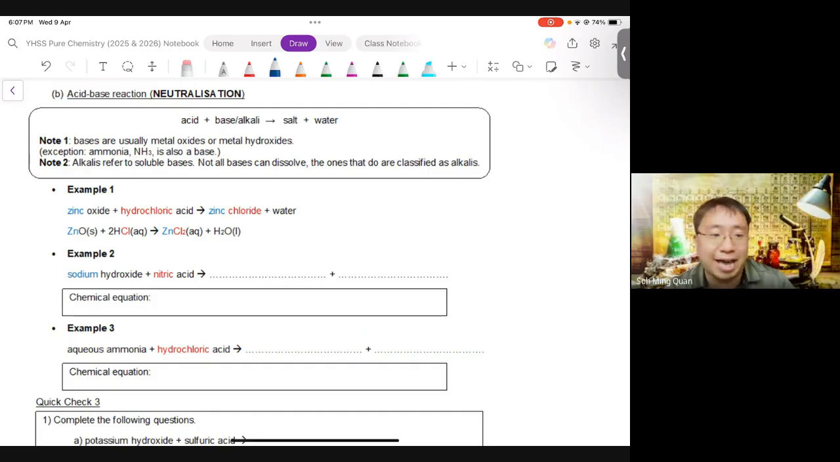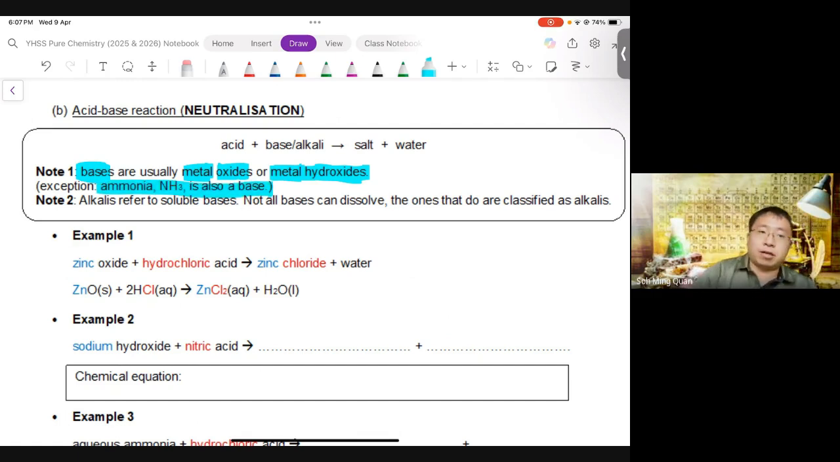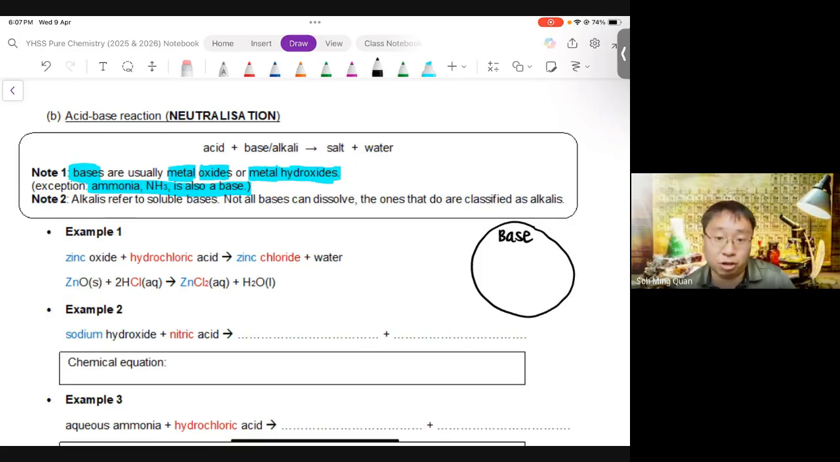Now, in Sec 2, you learn acid plus alkali, right? But at upper sec, we will say acid plus base. So it's acid plus base. Base, what is base? Base is a metal oxide or a metal hydroxide. There's only one exception to this. Ammonia is also a base. All right, so a base is a metal oxide or a metal hydroxide. Okay? So base is either a metal oxide or metal hydroxide.